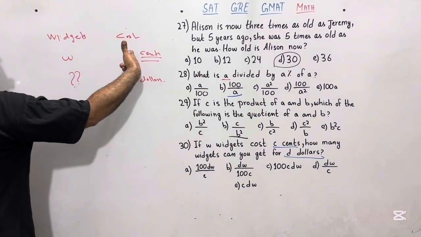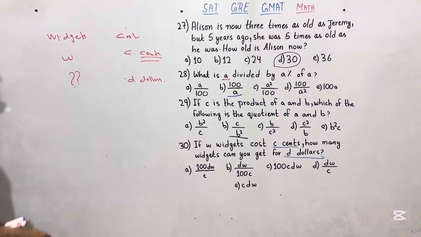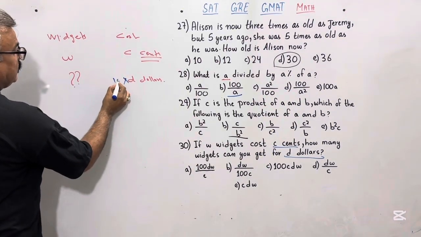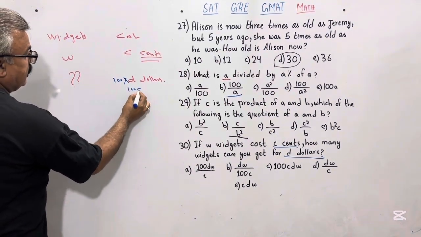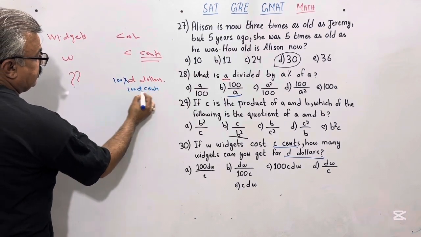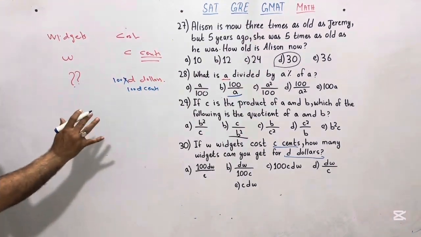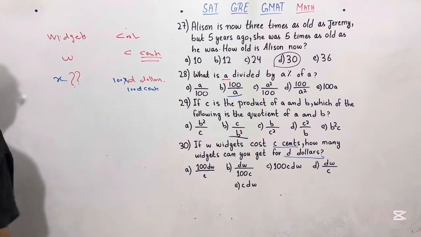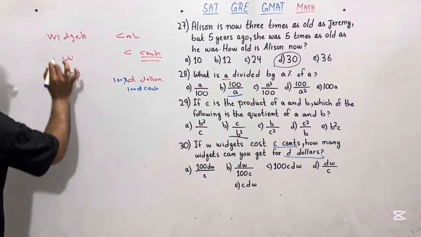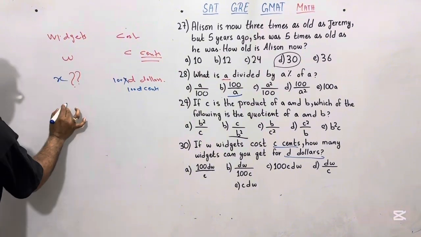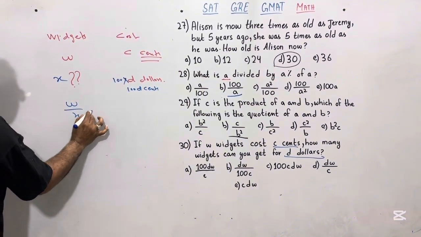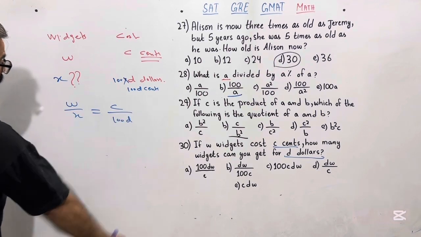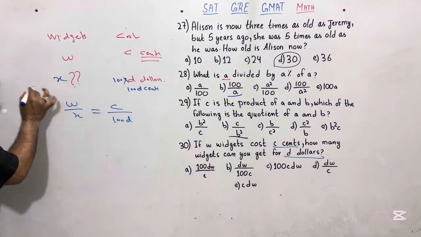There is cents and dollars. Make the units parallel by multiplying this dollar by 100. Now they will become 100 times D cents. Now our calculation is smooth. Instead of this question mark, let me write X. This is the direct ratio, solved for X. W over X is equal to C divided by 100 times D. Cross multiply.